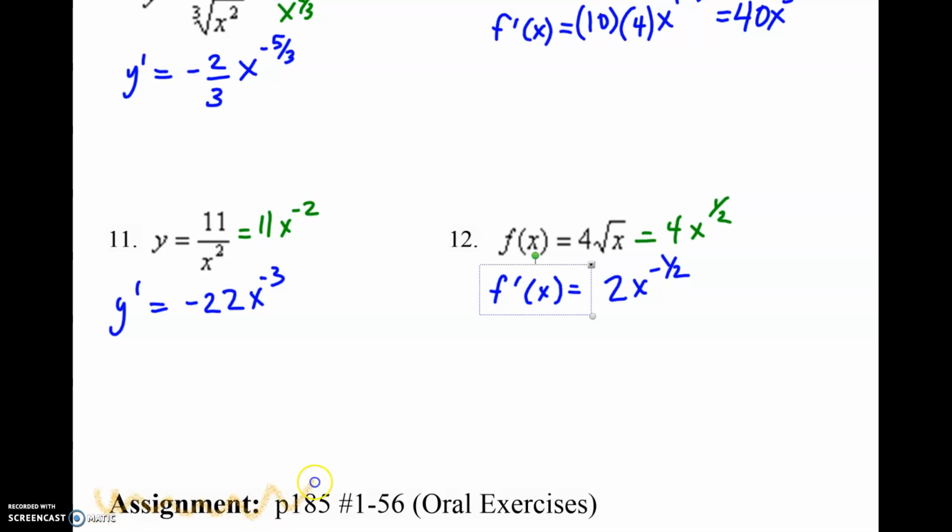Okay, here's the assignment. You'll notice that this assignment is oral exercises. So we're supposed to do this out loud in the classroom. These ones go really quick. There's about 50 of them, but still, most of them you can look at them and find the derivative using this rule.